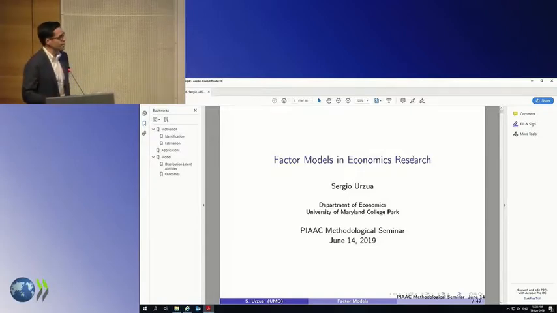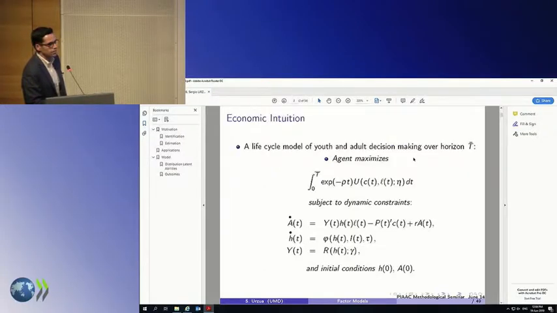Very exciting. So let me get into how economists have been using factor models. If you ever tried economics in college, you probably saw something like this: an agent maximizing utility, trying to select consumption and leisure, subject to some constraints. So this is our starting point.